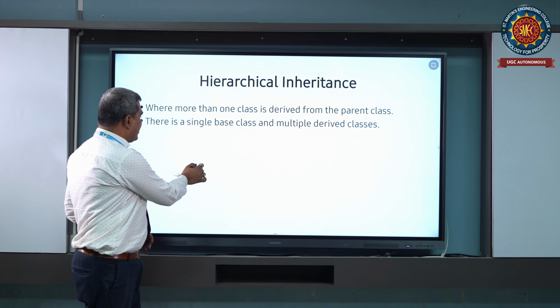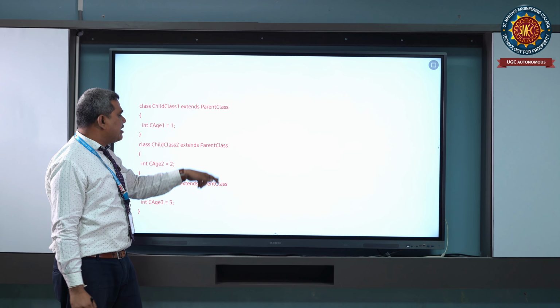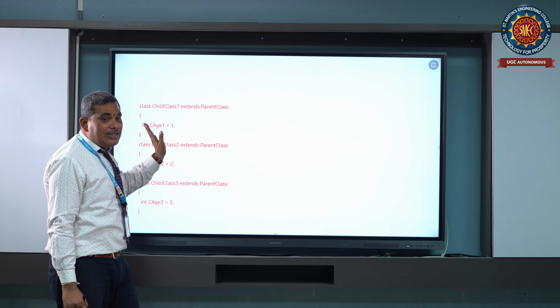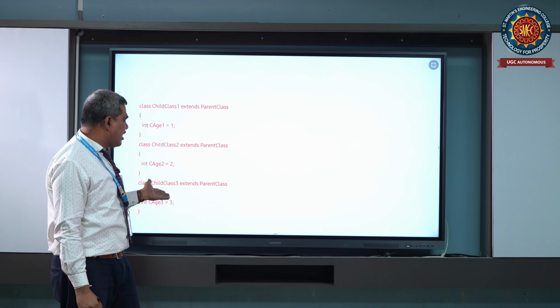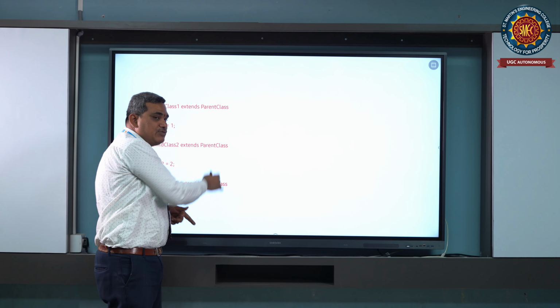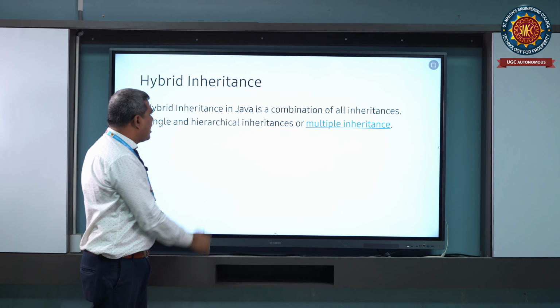Now see here, next one is an example. The parent is common for all, the parent class. You are getting different base classes. Now see here, child class 1, child class 2, child class 3, up to n child classes, a number of child classes, but the parent class is only one. That is the example of hierarchical inheritance.